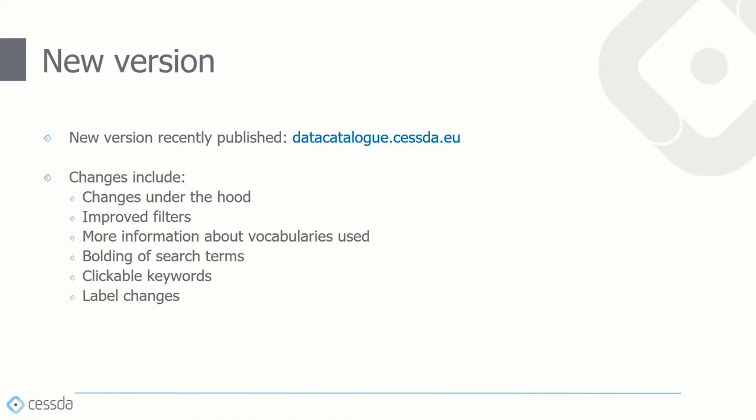The changes include, there are of course changes under the hood, but the filters have been improved and cleaned, and we provide more information about the vocabularies that have been used in metadata. Search terms have been bolded, as you already noticed in Michele's slides, and the keywords are now clickable. I will explain more about that later. And then there have been some label changes which make them more understandable to users than previously.